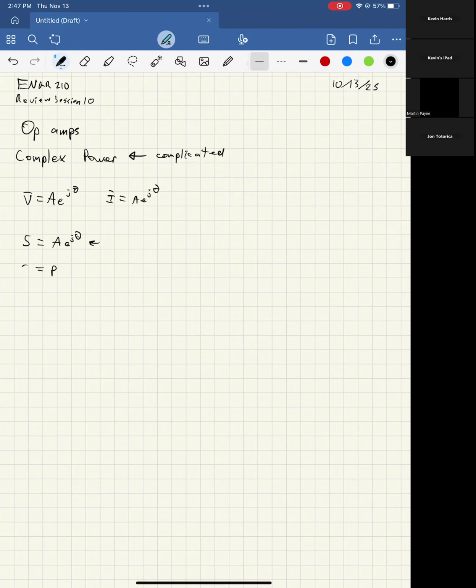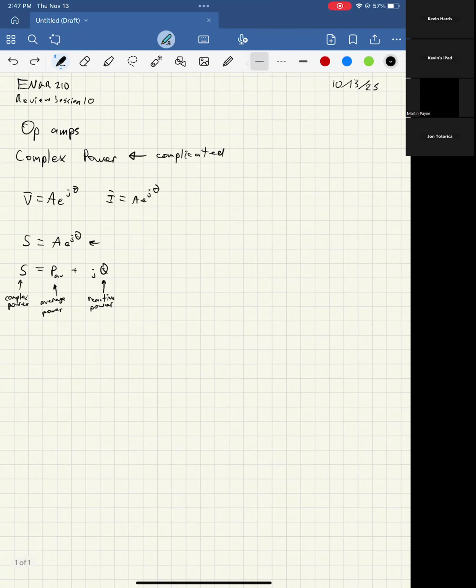However, of course, complex numbers also have their A plus JB form. And for complex power, it has two components. It has the average power and the reactive power. So this is the average power, and this is the reactive power. Actually, yeah, it's reactive power, not reactance. My bad. Reactive power. So the reactive power has the imaginary part. The average power is the real part.